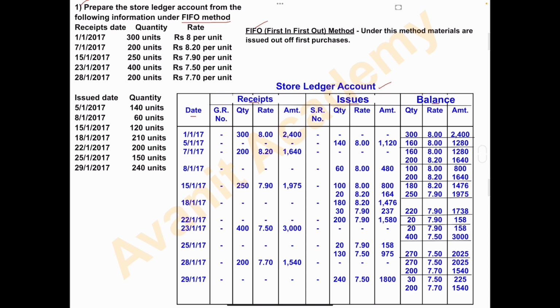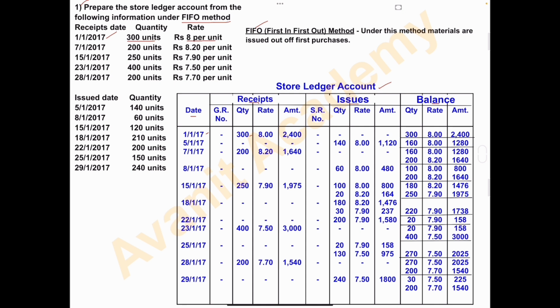See the problem. On 1st January 2017, receipts date. On 1st January 2017, 300 units are purchased, rupees 8 per unit. So receipts will record in receipts column. So first write the date. See the solution. Write the date. 1st January 2017. In GR number nil. Quantity, how many units are purchased? 300. So in quantity column, write 300 and rate per unit is rupees 8. So in rate column, write 8.